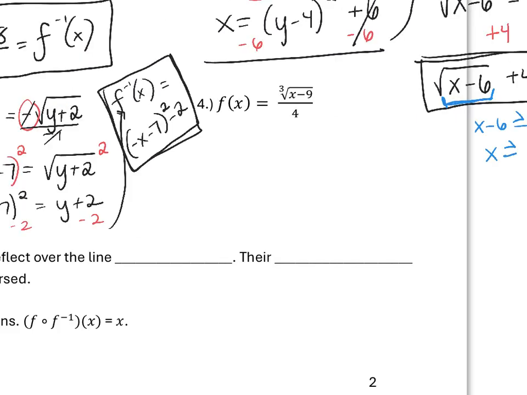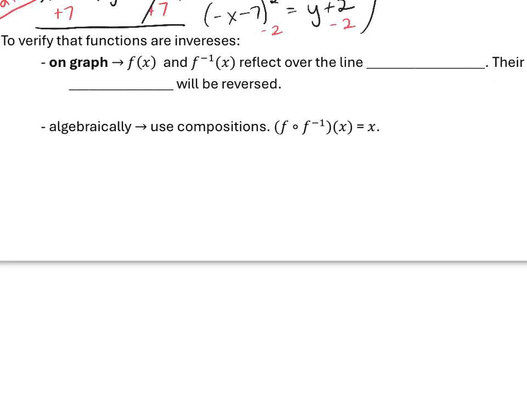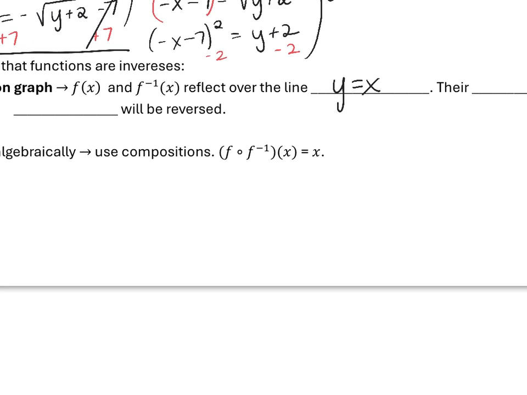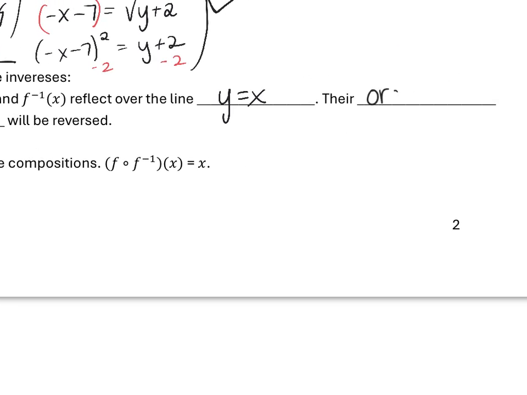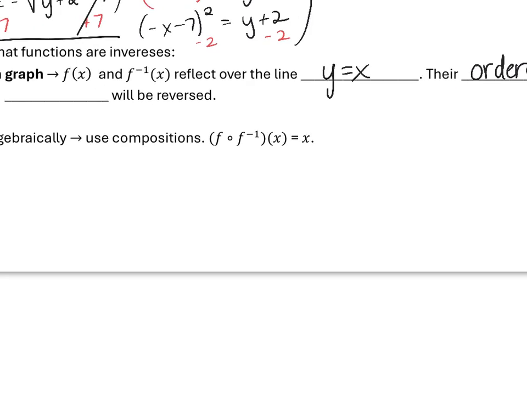But you do need to know that the inverse operation of a cube root is what? Cubing, okay? So the inverse of a cube root is cubing. The inverse of a fifth root is to the 5th power. So those are just your opposites there. The function and its inverse will reflect, as we said earlier, over the line y equals x, and their ordered pairs will be reversed.